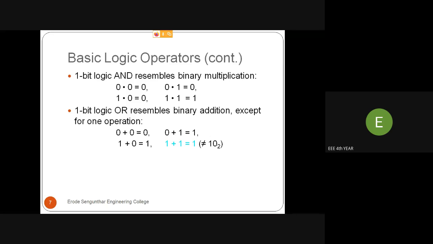Next, one-bit logic OR resembles the addition operation. One-bit logic OR resembles binary addition except for one operation. 0 plus 0 is equal to 0, 1 plus 0 is equal to 1, 0 plus 1 is equal to 1. 1 plus 1 is equal to 1 for one-bit logic OR. For normal binary addition, 1 plus 1 is equal to 10.